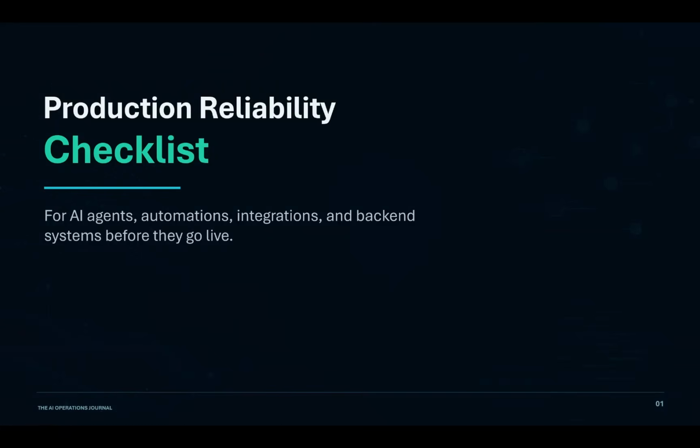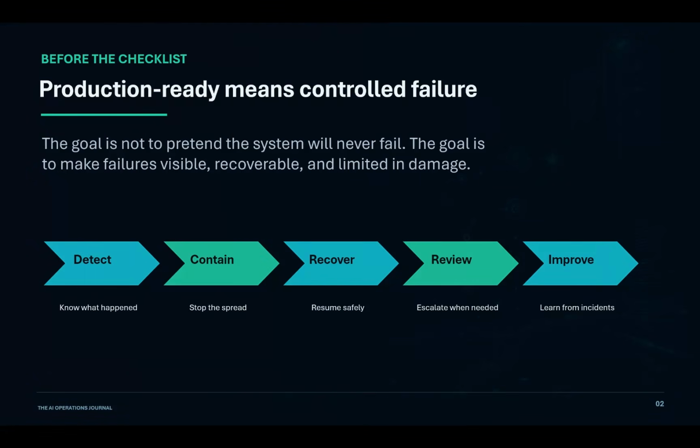In this video, we're going to be talking about a production reliability checklist for AI agents, automations, integrations, and backend systems before they go live to production. Before we dive into the checklist, it's important to mention that production ready means controlled failure. The goal is not to pretend the system will never fail. The goal is to make failures visible, recoverable, and limited in damage.